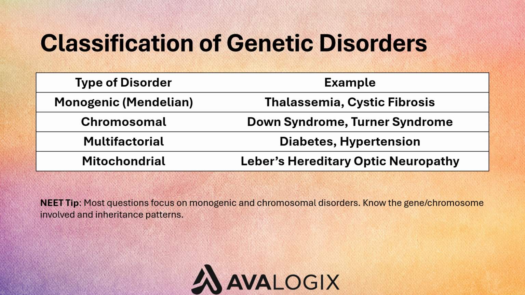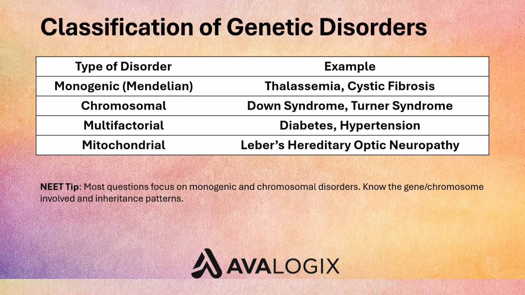NEET tip here. Most NEET questions focus on monogenic and chromosomal disorders. You should be able to answer questions like, what gene is mutated in sickle cell anemia? Or, what is the chromosomal basis of Down syndrome? Focus on gene location, inheritance pattern, and phenotypic presentation.